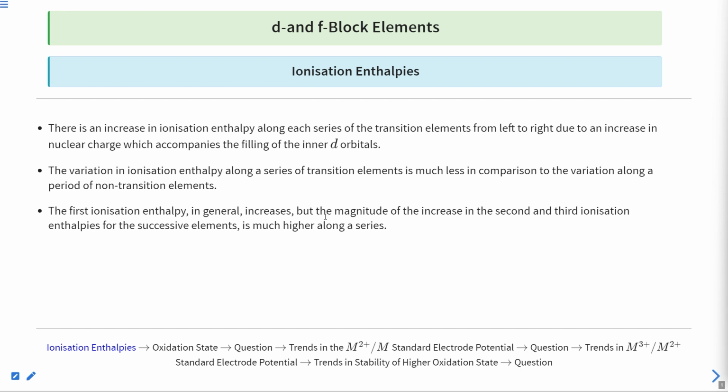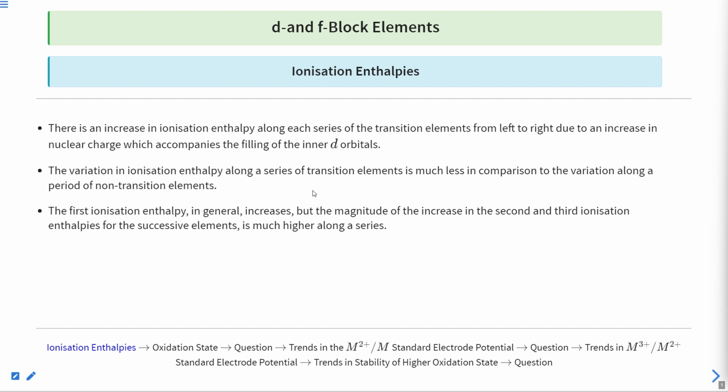First, the general trend that is almost always seen as we move from left to right is an increase in ionization enthalpy. This is the general trend. The reason is obvious: the atomic radii is decreasing, so electrons are closer to the nucleus, and hence we have to provide more energy to remove that electron.